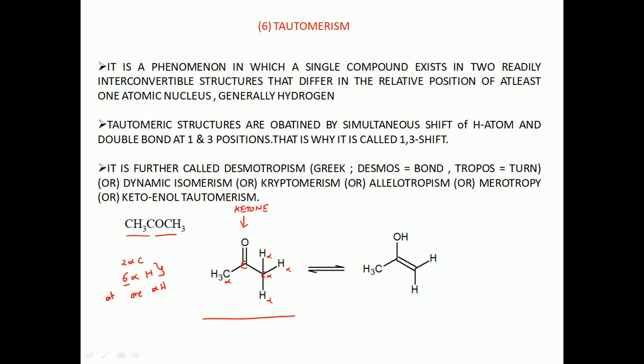Now let us go to the mechanism of tautomerism. So what is happening here? First we'll focus on C double bond O. Already we know that the electronegativity of the oxygen atom is greater than the electronegativity of the carbon.